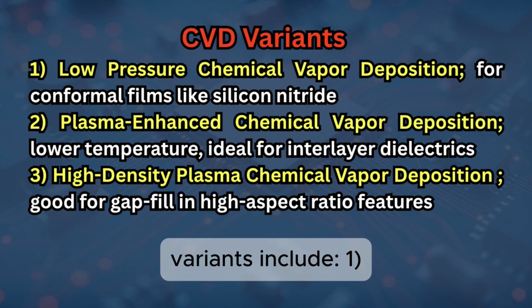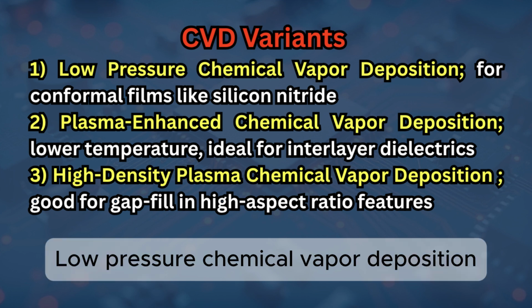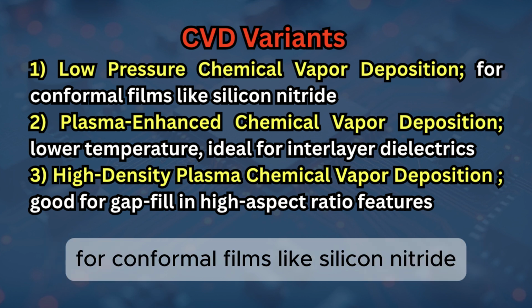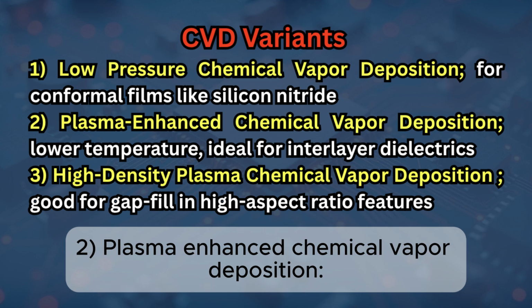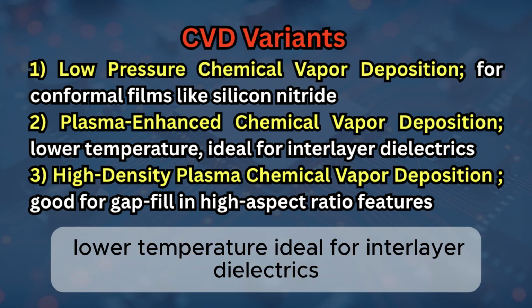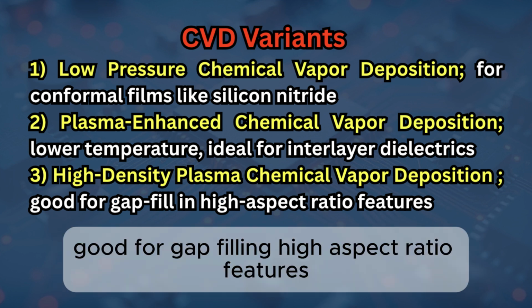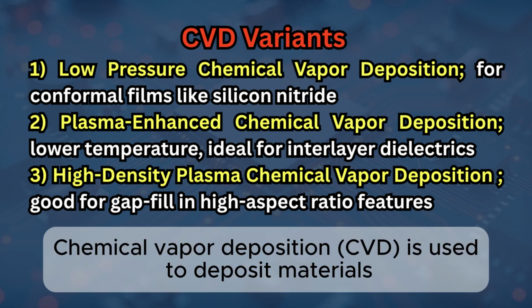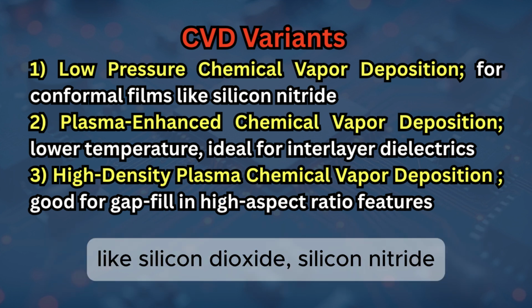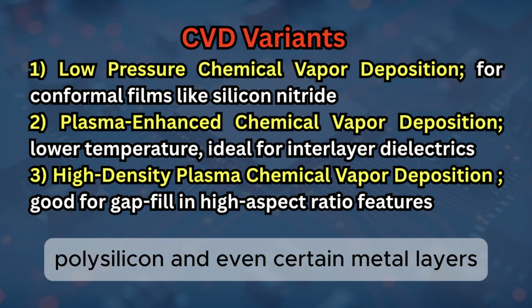Variants include 1. Low-pressure chemical vapor deposition, for conformal films like silicon nitride. 2. Plasma-enhanced chemical vapor deposition, lower temperature, ideal for interlayer dielectrics. 3. High-density plasma chemical vapor deposition, good for gap fill and high aspect ratio features. Chemical vapor deposition is used to deposit materials like silicon dioxide, silicon nitride, polysilicon, and even certain metal layers.